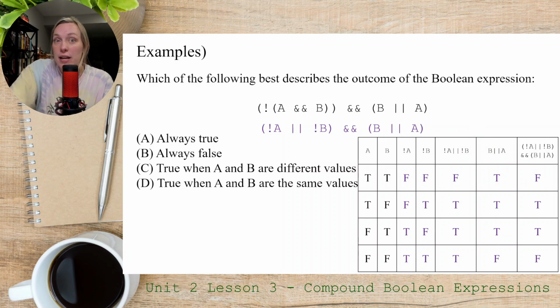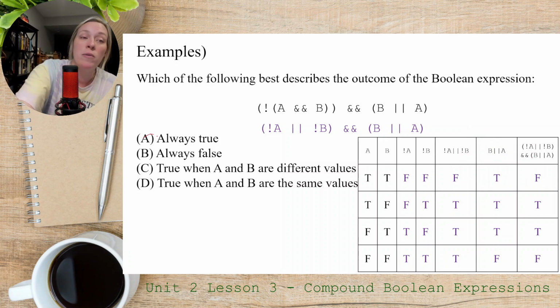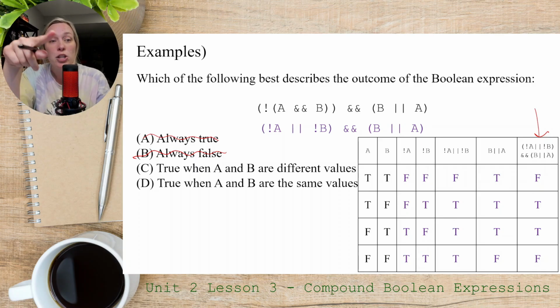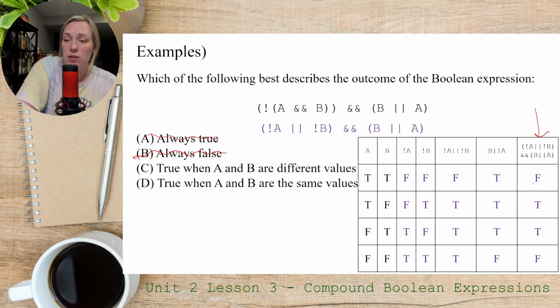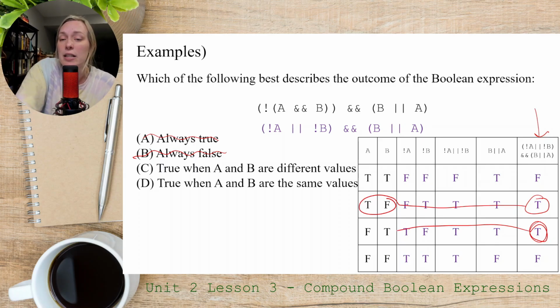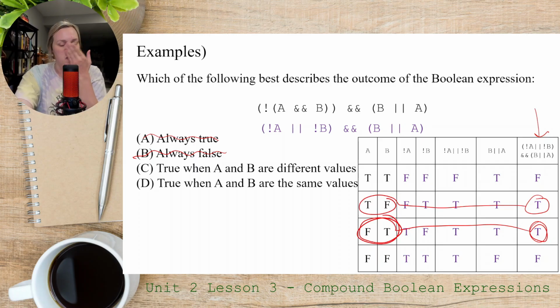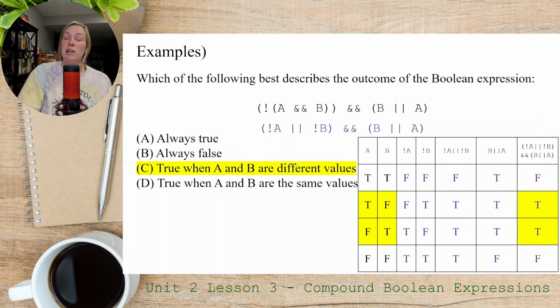Now we need to figure out which of the answer choices it's going to be. It's not always true. It's not always false, because I can see that clearly. So is it true when A and B are different values? Let's see. Or is it true when A and B are the same values? Let's see. This expression evaluates to true when A and B are different values. Do you see that there? So when A and B are different values, that's when that expression is going to evaluate to true.